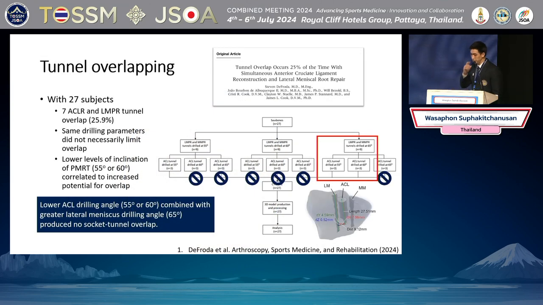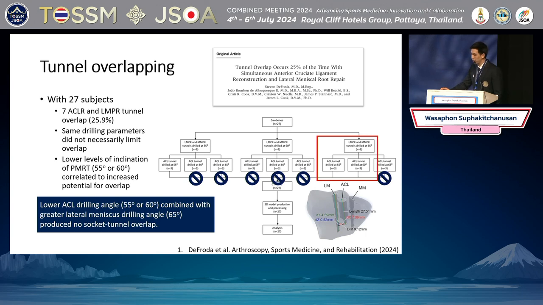But when we use this technique, we should be concerned about tunnel overlapping. Because lateral meniscus posterior root tear usually occurs with ACL tears, we will almost always face the two tunnels in the cross area if we perform the tibial pull-out for lateral meniscus posterior root tear repair. Tunnel overlapping could compromise the fixation, of either the ACL reconstruction or the lateral meniscus posterior root tear repair.